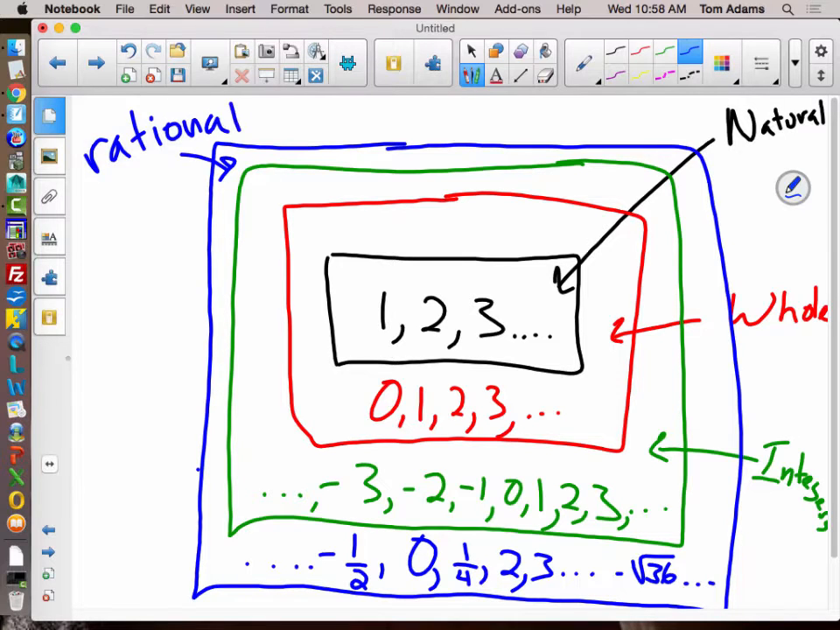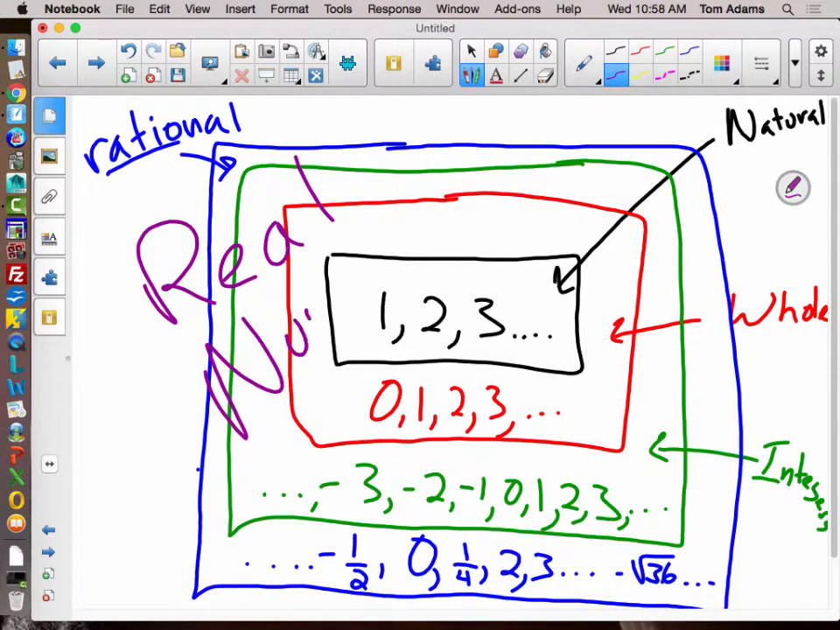Now I gave you a little clue. Remember, rational has the word ratio in it. So I put some fractions in there. You can have positive, you can have negative. I even put the square root of 36, which is what number? 6. 6 can be written as 6 over 1. So that's a rational number. Again, being a stickler, all of these are what we call real numbers. Everything that I wrote on the board is a real number.